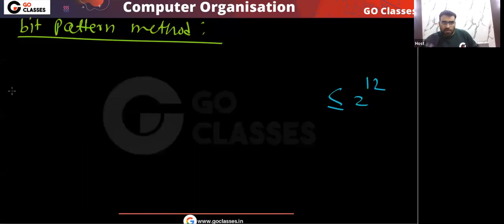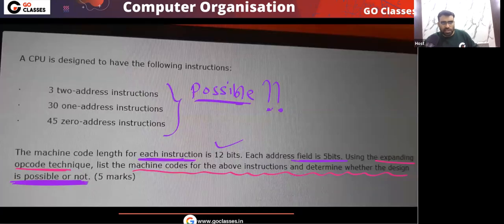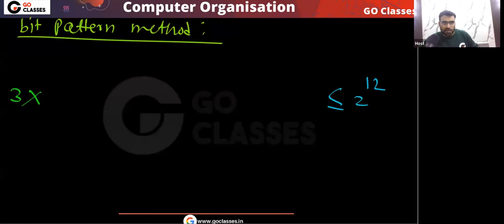You have 3 2 address instructions. So a particular 2 address instruction will consume how many bit patterns? You can easily see every address has 5 bits. So a particular 2 address instruction will consume 2 power 5 into 2 power 5 bit patterns.